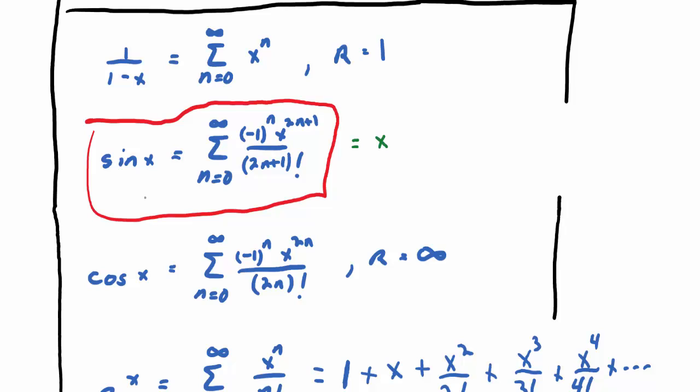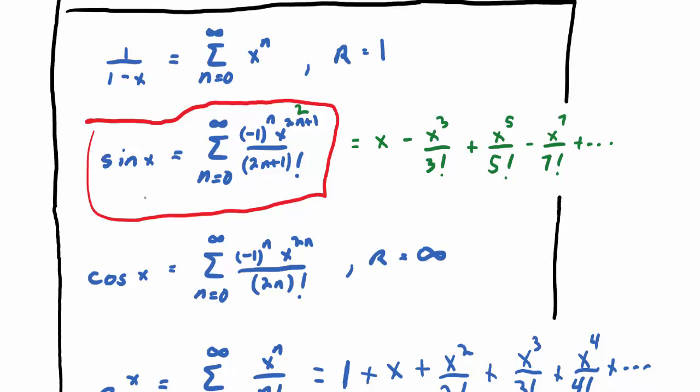And then it's going to alternate from there, right? Minus, what's the next one? If you plug in n equals 1, 2 times 1 plus 1, you get x cubed over 3 factorial, plus, you plug in 2, you get 2 times 2 plus 1 is 5, x to the 5 over 5 factorial. Now you got the pattern. What's the next one going to be? Plus dot, dot, dot.